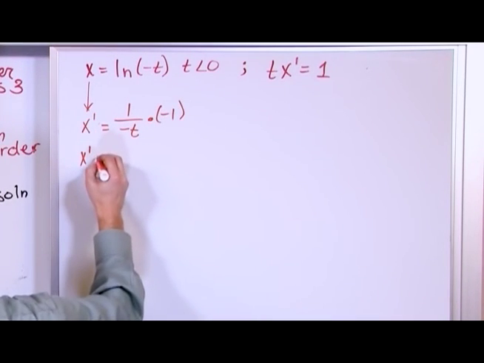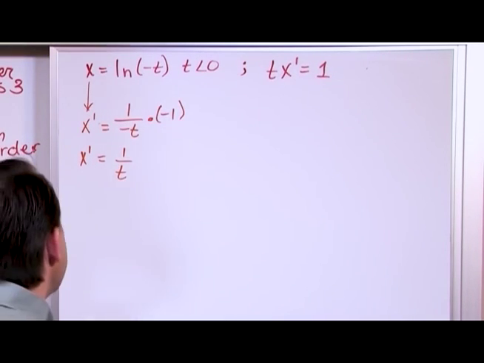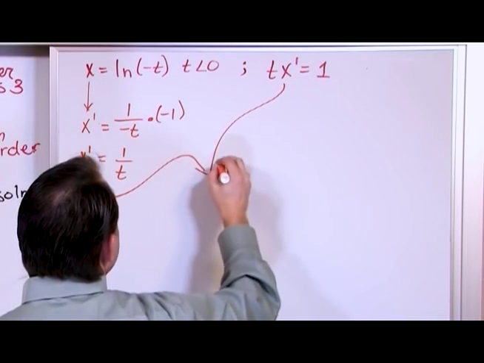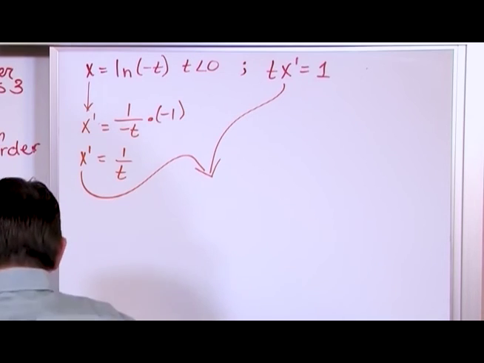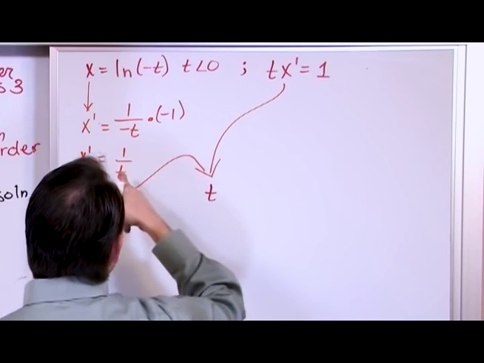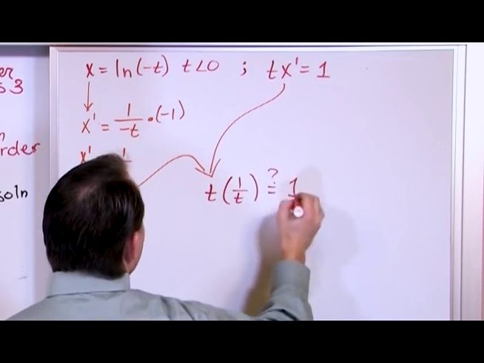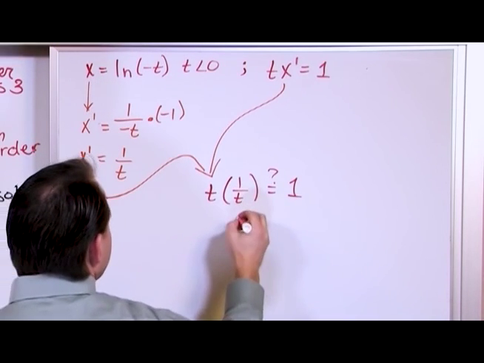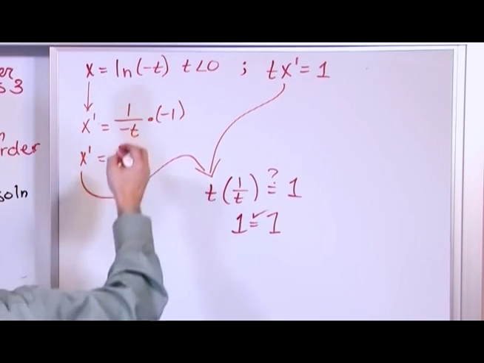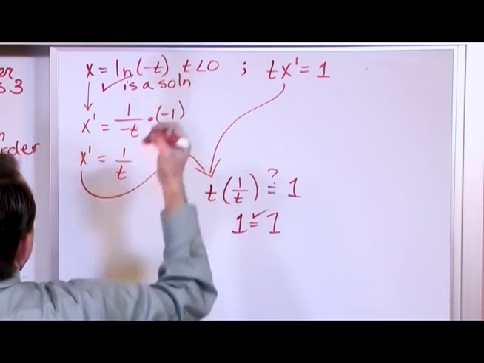And so x prime, the derivative of x, is going to be 1 over t. That's what we're going to get. Now, if we take this and plug it into our differential equation, we'll get t, which is in the problem, times the derivative, which is 1 over t, and that question mark is equal to 1. And you'll see here you'll have t over t, so you will have 1 is equal to 1. So that is a solution. I'll put yes, it is a solution. And that's what you would write in your test.